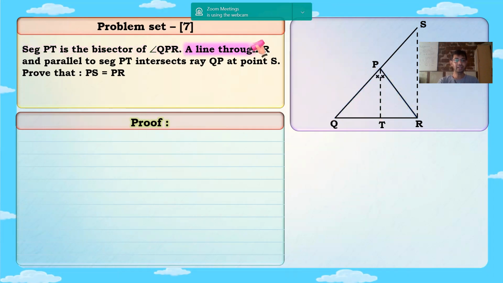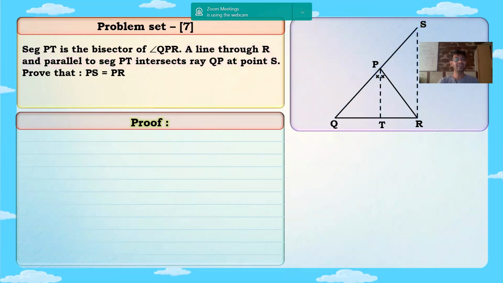Further, they are saying that a line through R, the most important part of the question. There is a line which is passing through R and it is parallel to PT. Look into the diagram I have highlighted. So RS is parallel to PT. ये याद रखना, ये हम सब में यूज करने वाले हैं. It is intersecting QP at point S. ठीक है, that is what the information.